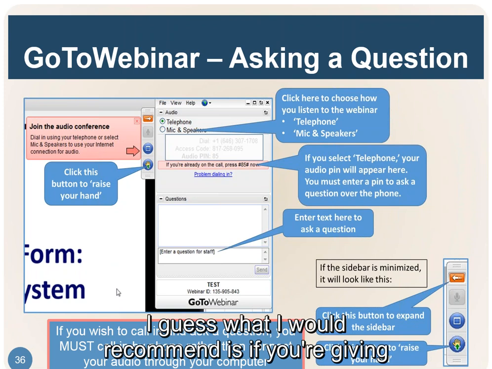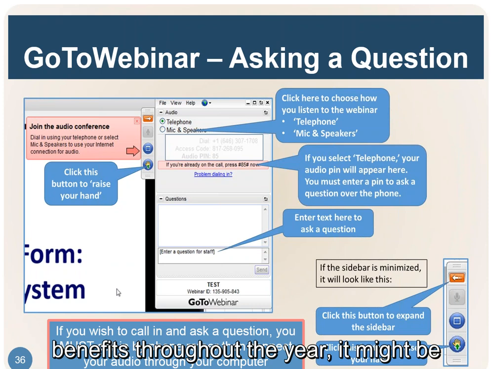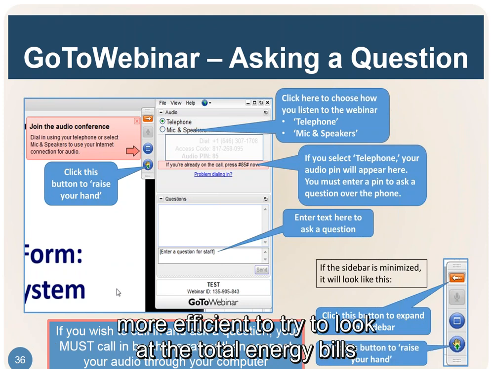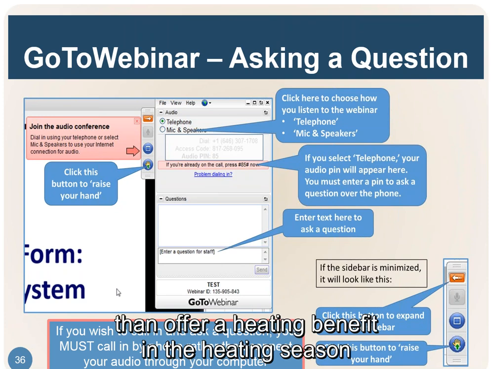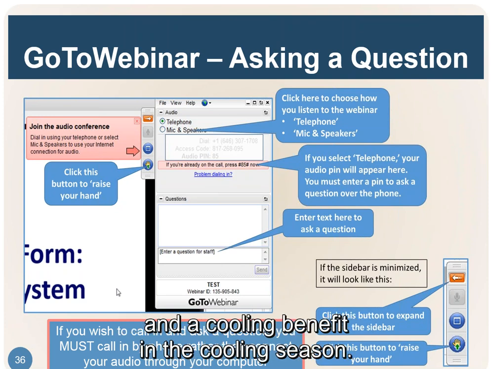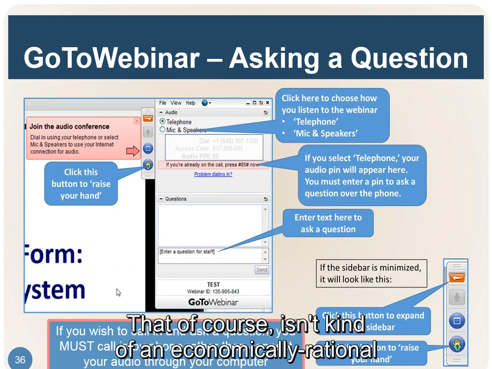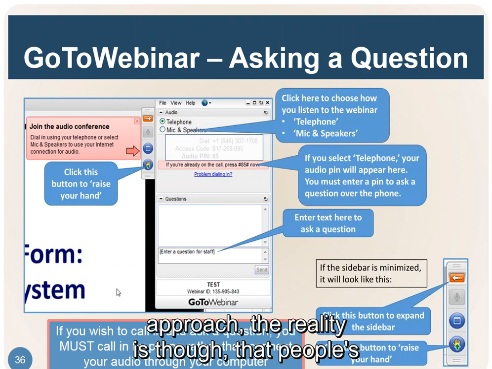I guess what I would recommend is if you're giving benefits throughout the year, it might be more efficient to try to look at the total energy bills and offer a one-time home energy benefit rather than offer a heating benefit in the heating season and a cooling benefit in the cooling season. That, of course, is a kind of economically rational approach.